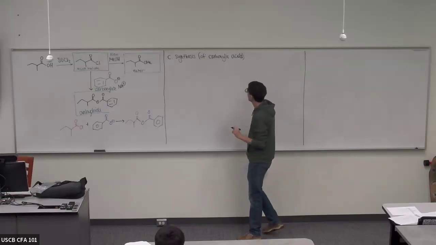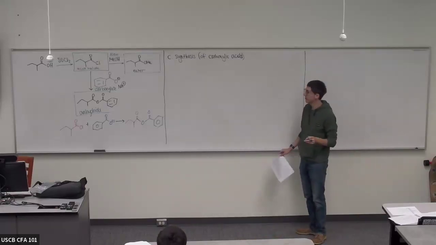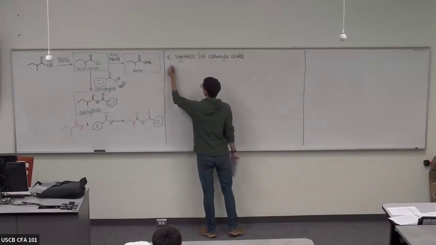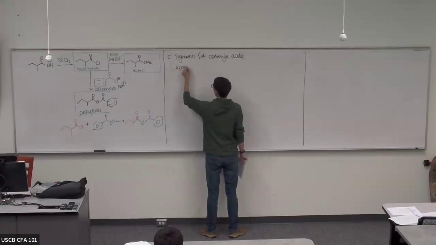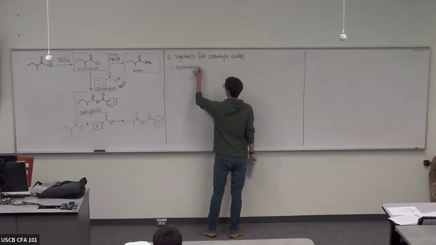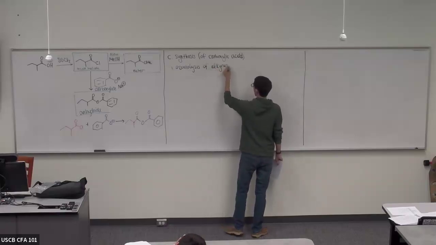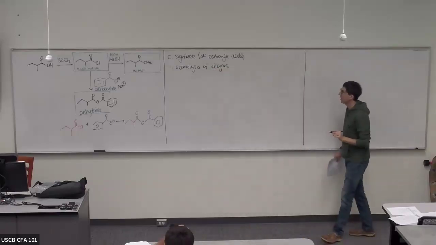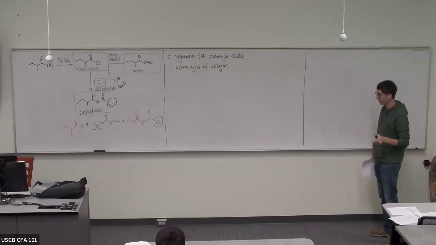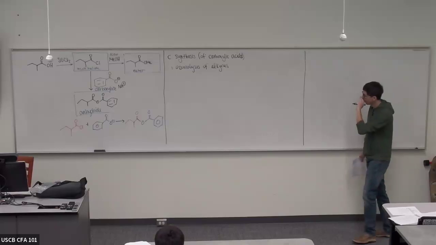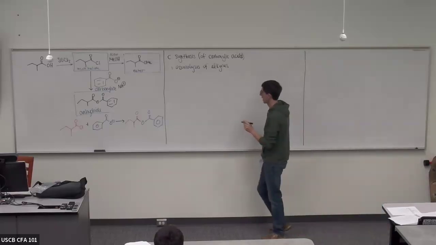Okay, four methods for making carboxylic acids. This is good because it's a really sort of parent functional group. It's nice that we have several ways to make it. The first is the ozonolysis of alkynes. I think we talked about ozonolysis of alkenes just briefly, but we're going to do this again just with alkynes.